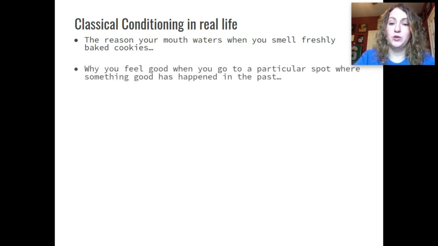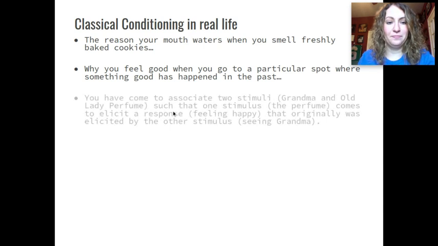If you feel good when you go to a particular spot because something has happened to you that has been a positive experience in the past, and just the opposite, if you get an awful feeling in your stomach when you go to a spot where something bad has happened, you have that association, that emotional response to a particular location. That shouldn't be a thing that happens, but it is because of classical conditioning.